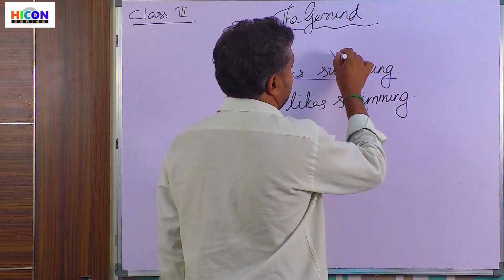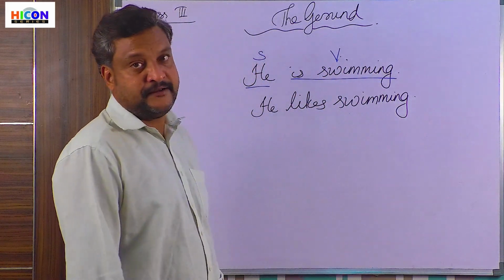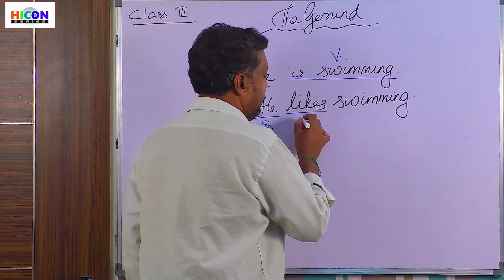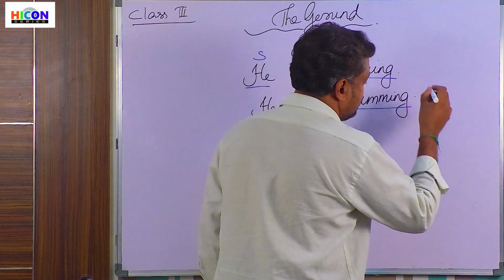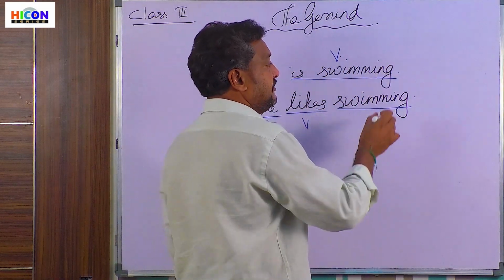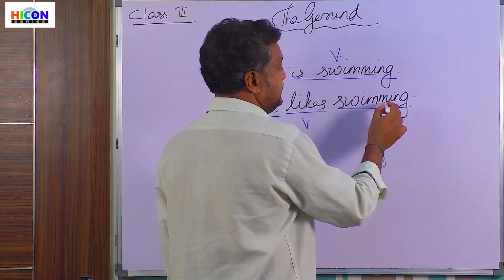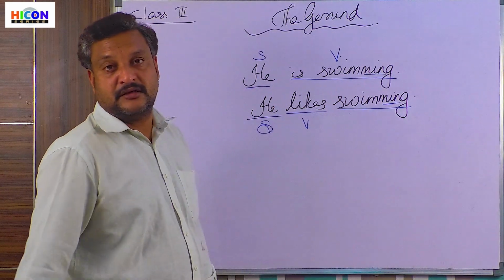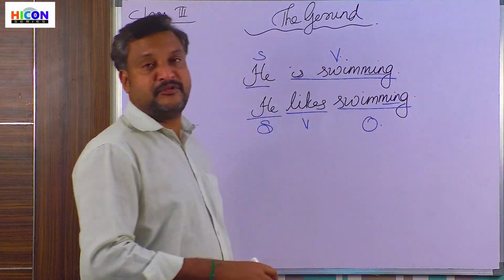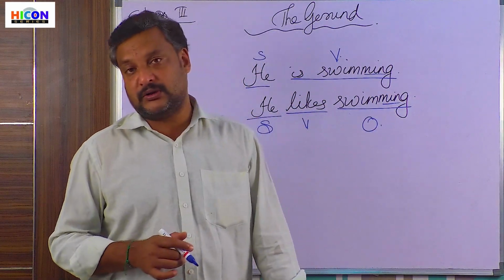Is swimming is a verb. Isn't it? Yes. Here, he is a subject again. Likes is the verb. Swimming. We have the same word. Here also we have swimming. Swim plus ing, swim plus ing. But here, swimming is used as the object. Object means what? A noun or a pronoun.